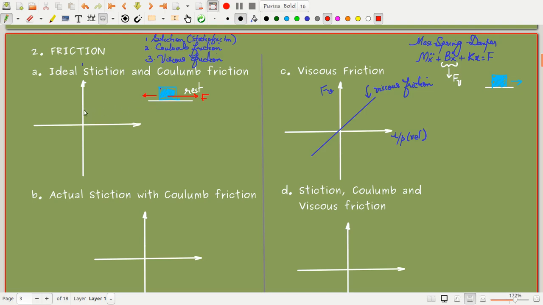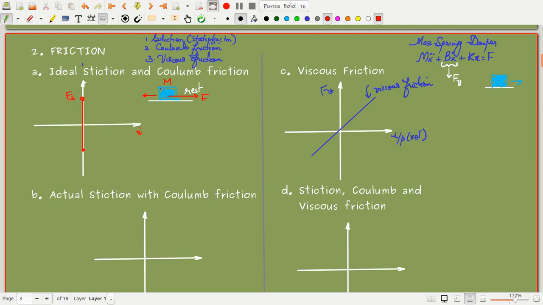So stiction is nothing but a force required to initiate motion of this mass. Okay, so this is stiction. I will draw it with a red color here. Stiction means the frictional force for a body at rest. I will write it as F of S.